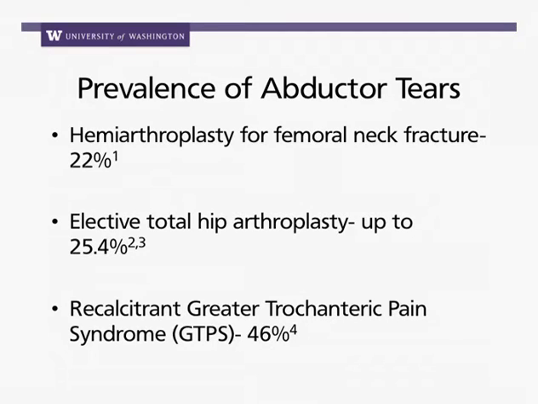The study by Bunker was with hemiarthroplasties for femoral neck fractures, and they found that 22% of patients that had a femoral neck fracture requiring a hemiarthroplasty had a gluteus medius disruption. The studies for elective total hip arthroplasty found it in up to a quarter of patients. And for patients with recalcitrant greater trochanteric pain syndrome, almost half of patients will have these abductor tears.